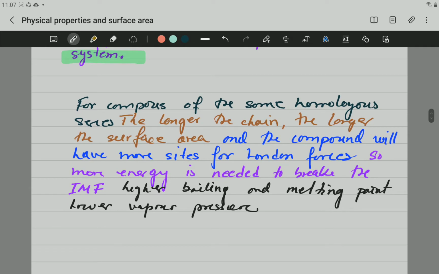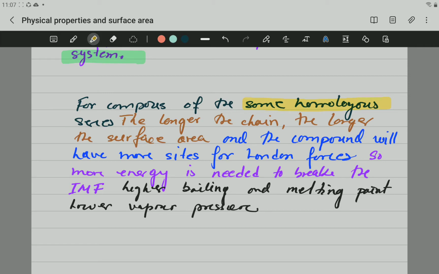For compounds of the same homology series, so all of them are alkanes, or all of them are ketones, or all of them are carboxylic acids, what happens is the longer the chain, the larger the surface area. For example, butane is longer than ethane, and hexane is longer than butane. In a straight chain, the longer the chain, the larger the surface area.